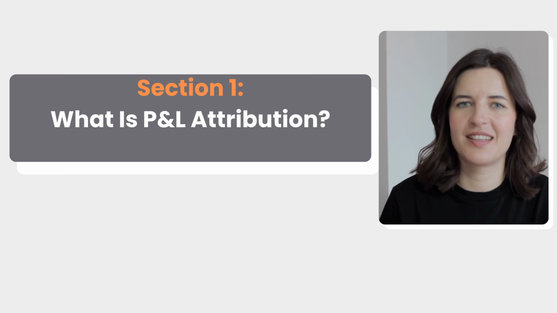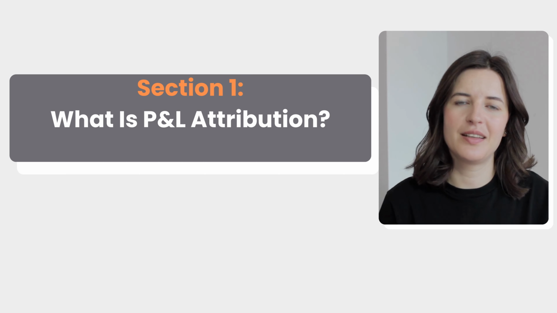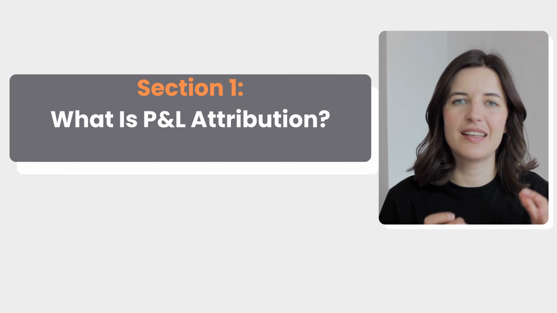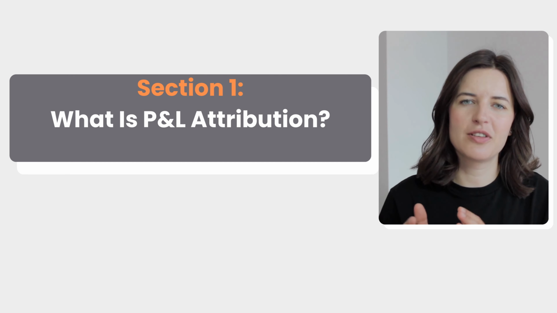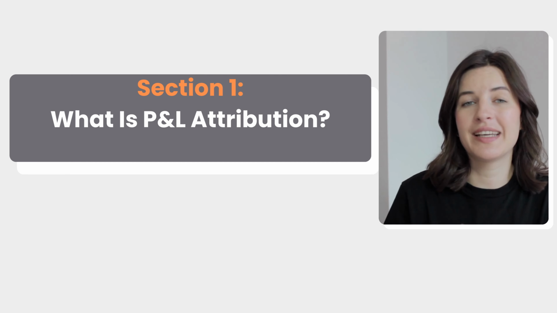Let's start from the basics. So P&L attribution means taking the trader's profit and loss and breaking it down into the clear causes, understanding why actually that P&L has happened. Here is a simple example.